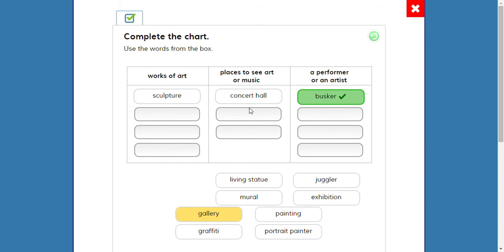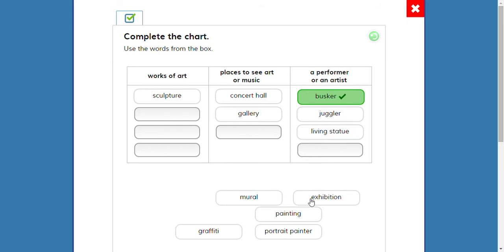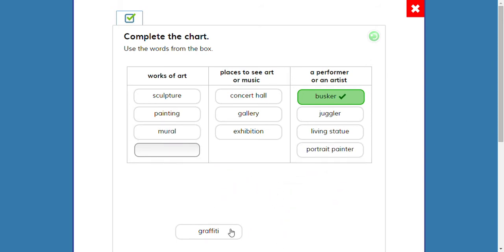Let's see. Gallery. For example, in a gallery you can see paintings, sculptures. Exactly, a place to see art or music. Let's see. Juggler. Exactly, a performer or an artist. Living statue. The same one. Exhibition. Work of art or places? Yes. Okay, let's continue. Painting. A performer? No, it's a work of art. Portrait painter. A portrait painter is a person who creates portraits. So here is mural and graffiti.